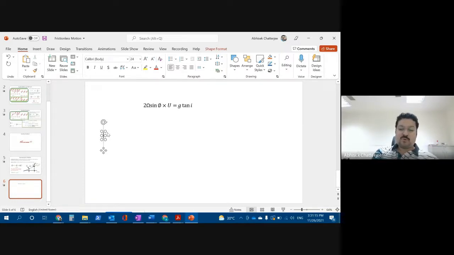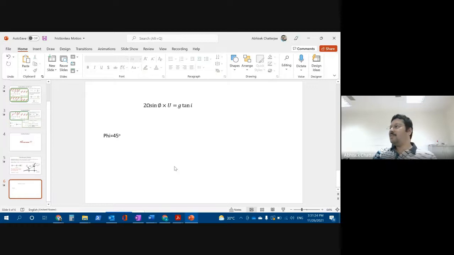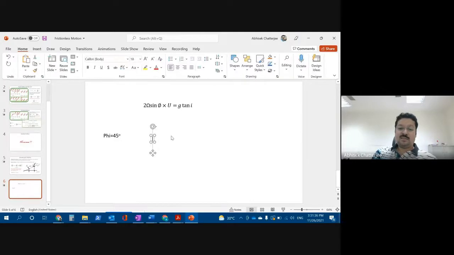So latitude is 45 degree. Okay, so phi equals 45 degree. So that is my latitude. I'm also assuming that the speed U is equal to 1 meter per second. Okay. So now I want to find out what will be the angle I.